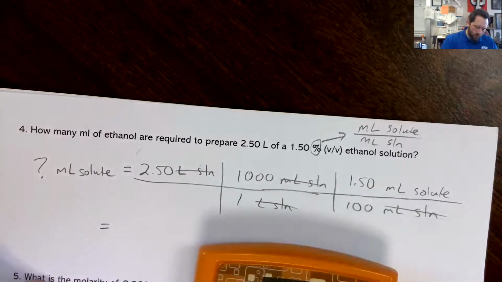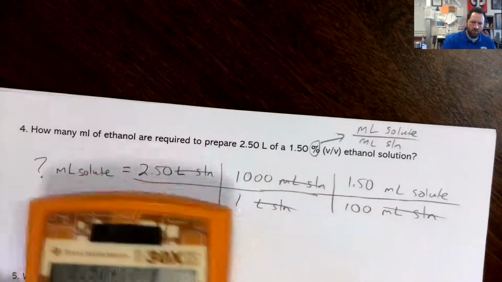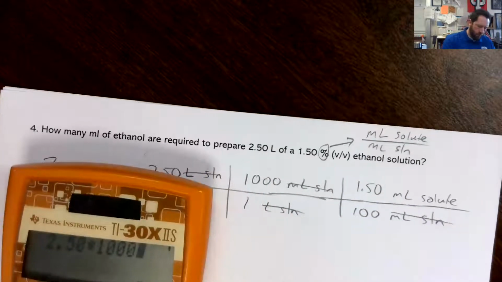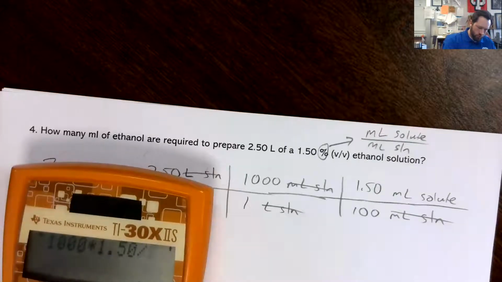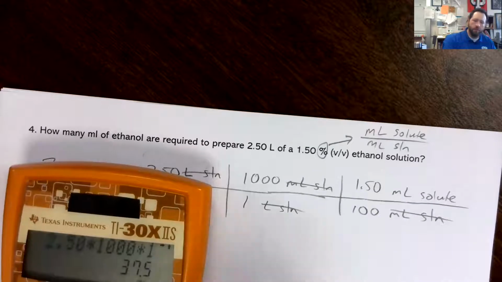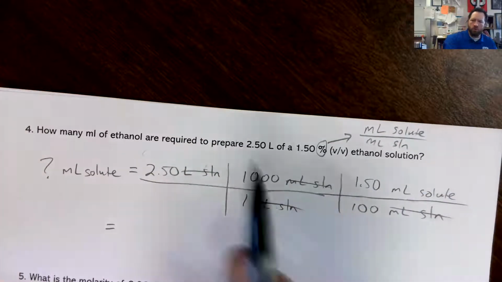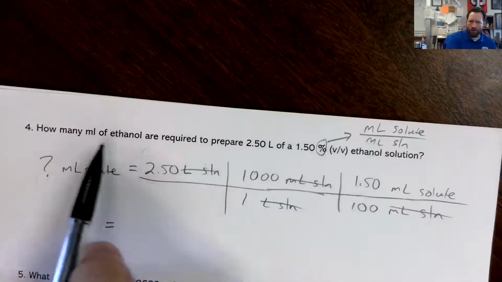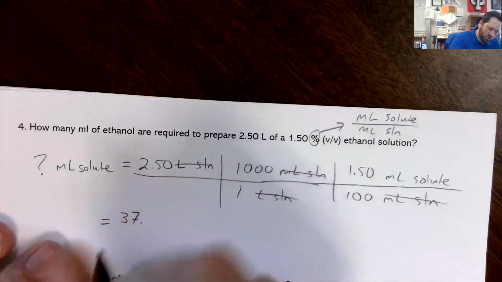So we're ready to calculate here. 2.50 times 1,000. There we go. You can see all of it now. Times 1.50 divided by 100. We get 37.5. What's the unit we're looking for? Milliliters of solute. You could say solute, I'm fine with that. You can say ethanol. That's probably what I'll say, more descriptive than just saying solute.